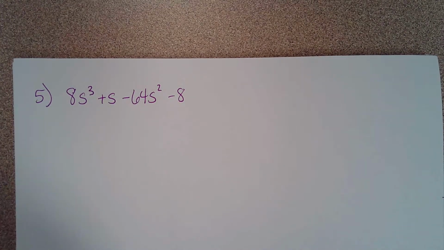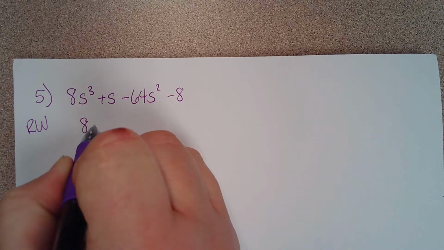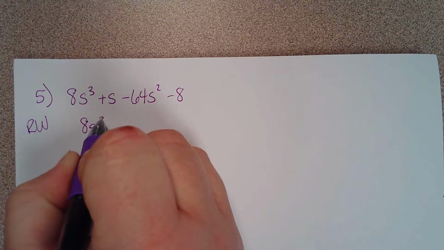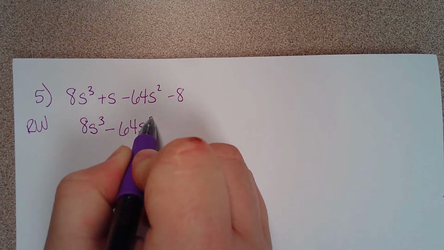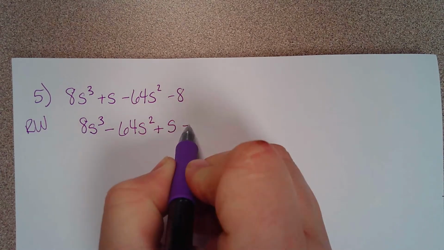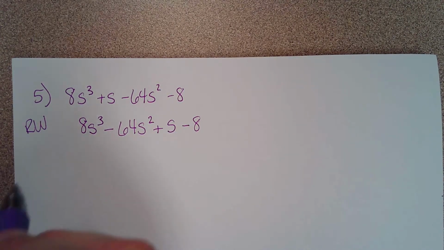So let's do our rewrite. Our rewrite should be the biggest one first, which is 8s cubed. Then we're going to put the minus 64s squared, then our plus s, and then our minus 8. So now we are in true descending power order. Now we can go through and factor.